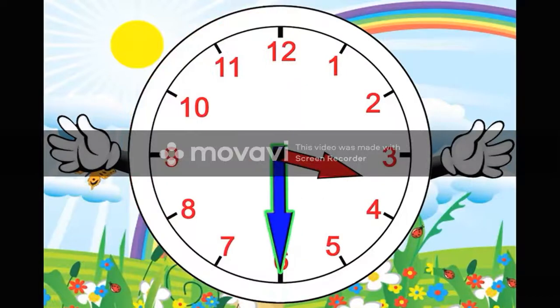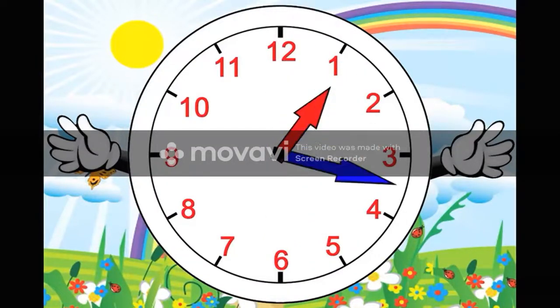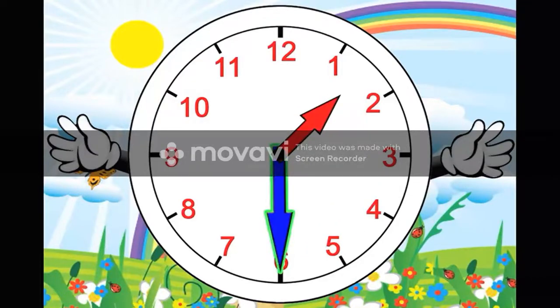When half of the hour is gone, the minute hand is pointing straight down. What time is it? It's 1:30. What time is it? It's 10:30. What time is it? It's 6:30.